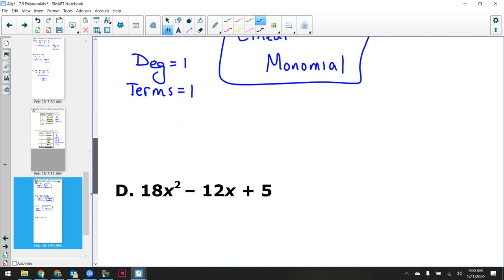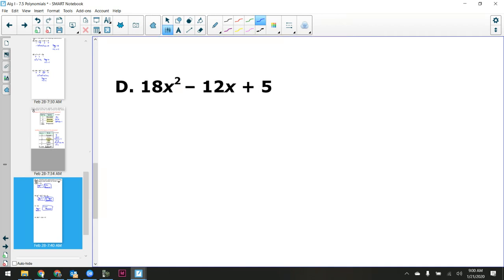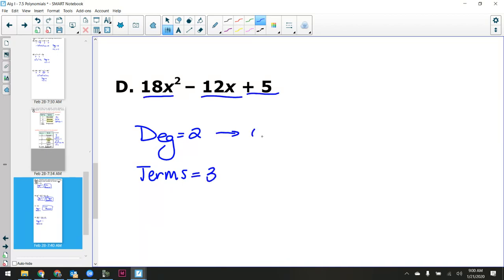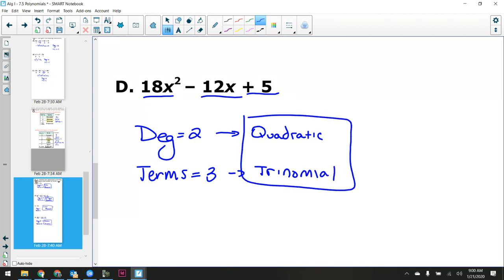Okay, and our last one for this set. What's my degree here? 2. The degree is 2. How many terms do you see? 1, 2, 3. So we would call this a quadratic trinomial. Quadratic trinomial. Question about that? Okay. All right, last problem there.